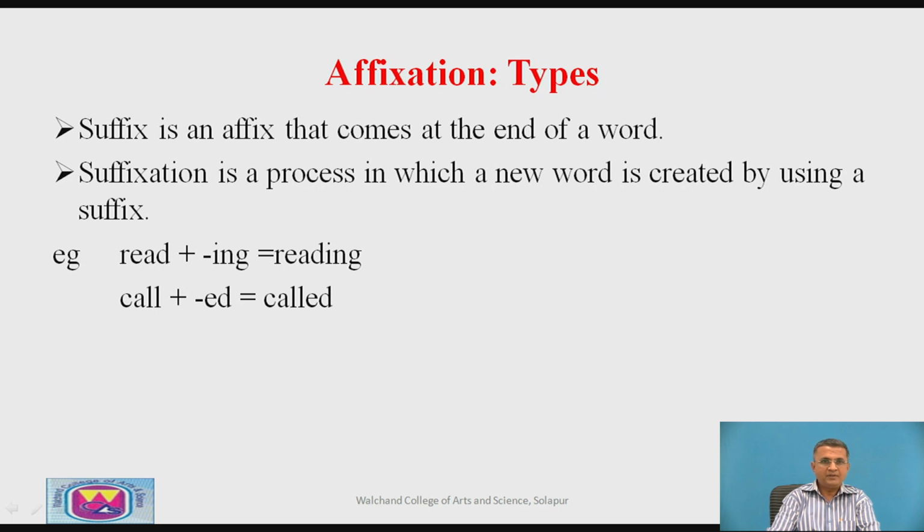Now we have the second type of affixation. It is called suffixation, in which suffix plays a very important role. Suffix is an affix that comes at the end of a word. Suffixation is a process in which a new word is created by using a suffix. For example, we have reading, in which read is the root and ing happens to be the suffix. Called, call is the root and ed happens to be the suffix.